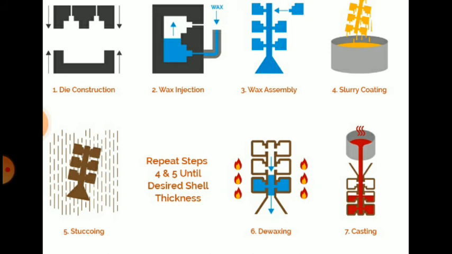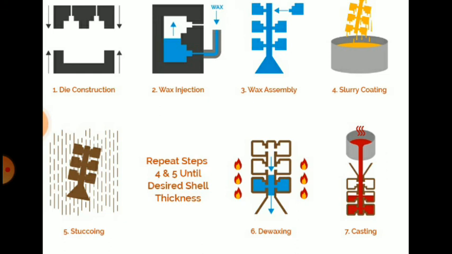Then the slurry coating: the primary slurry is applied for getting a high surface finish, and then a coarser slurry is applied on the assembly. Then stuccoing. Then you have to repeat the process of applying slurry and stuccoing until the desired shell thickness is obtained. Then it is heated in an oven, that is the dewaxing process.